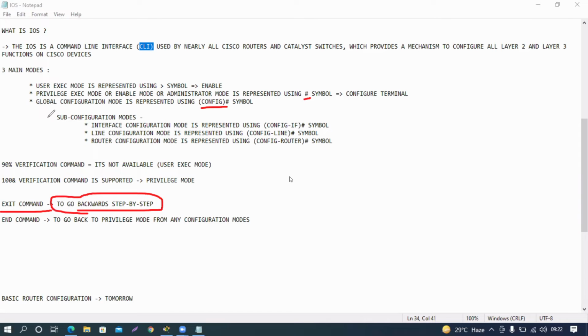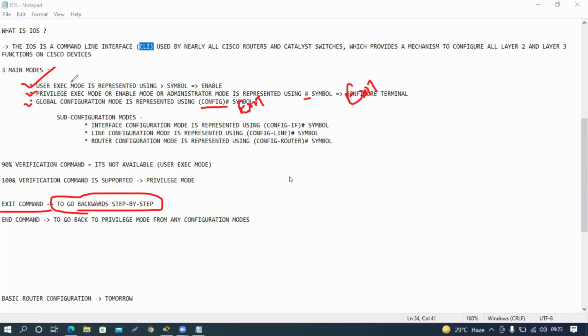Step by step backward means if you are in this mode and you want to go to the privilege mode, you type the exit command, and you move back to the previous mode. You say exit again over here, then you move back to the previous mode, which is user exec mode. Always step by step backwards.